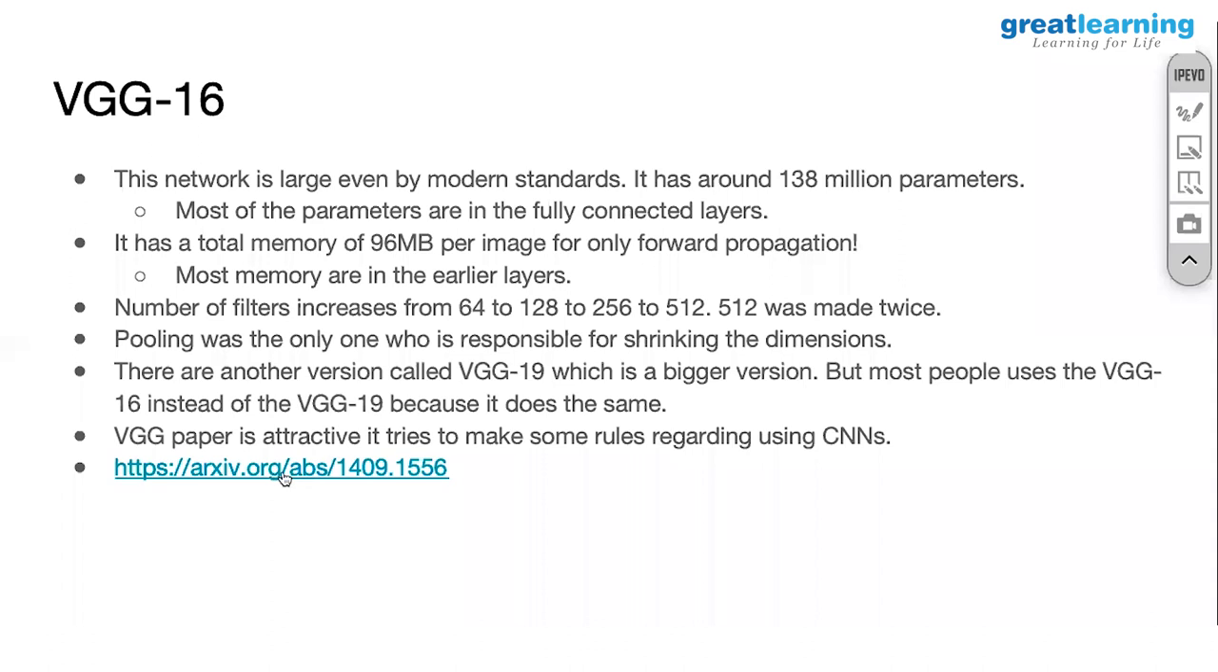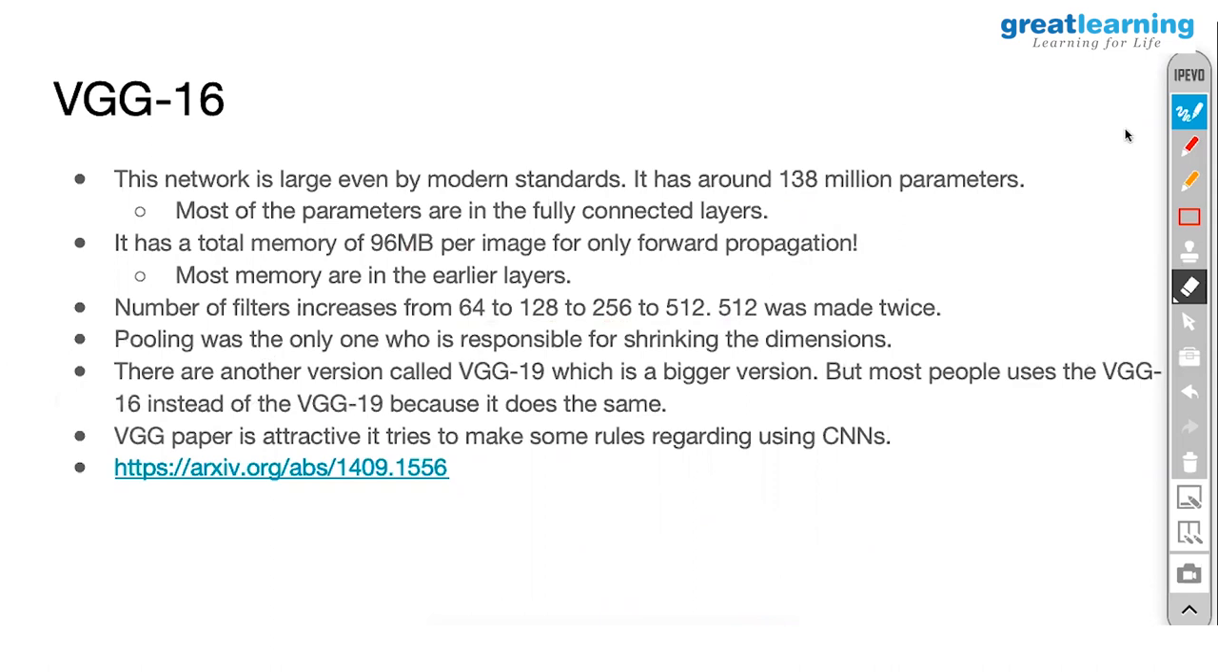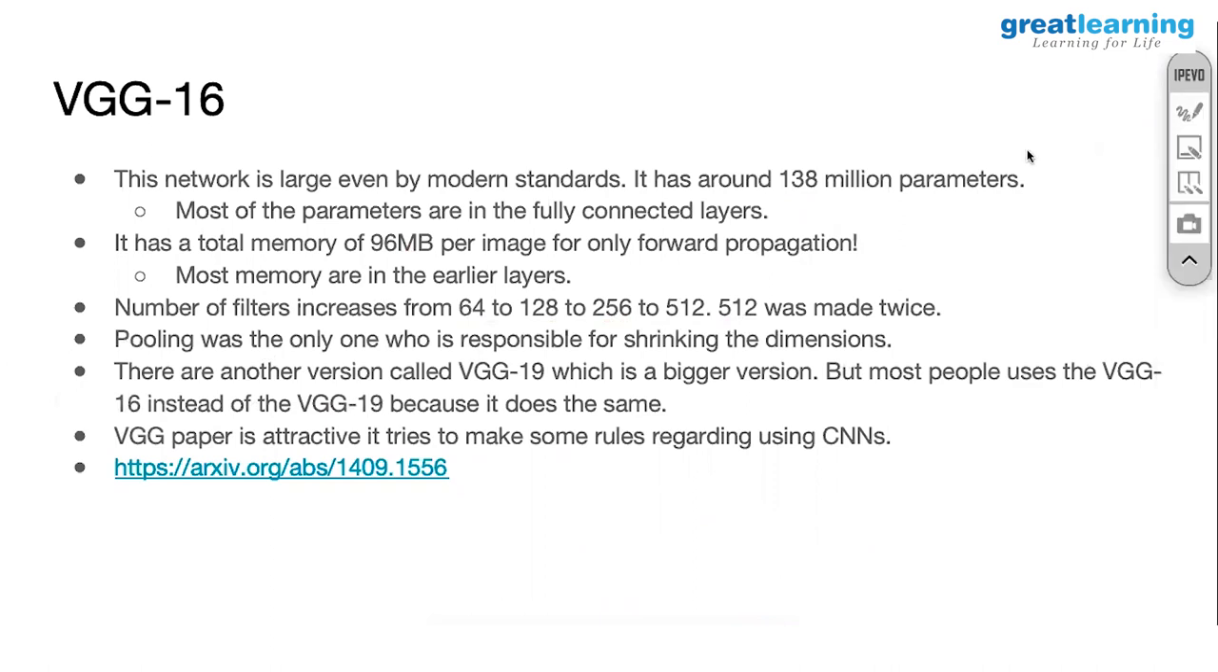And if anybody is interested in the paper, this is the paper attached. I will say it's a little heavy. So first get comfortable with all this and then go to the paper and have a look at it. Okay. And as mentioned over here, there are two versions, 16 and 19. But more or less, it does the same job. So whichever you want to use. Okay, good. Now comes a little problematic part.